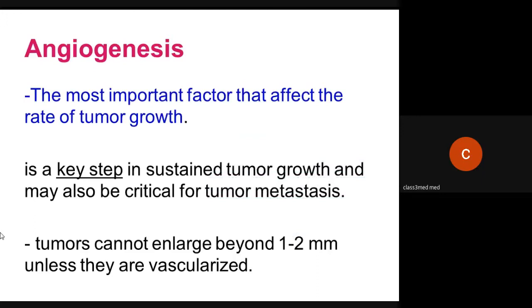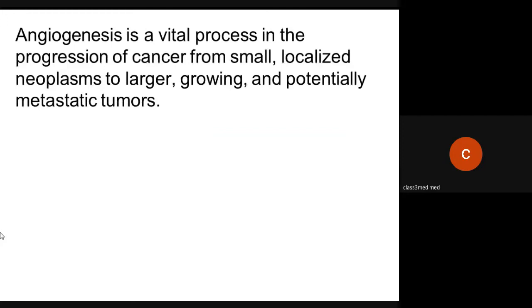Most human cancers at early stage do not induce angiogenesis and remain localized or in situ until the angiogenesis starts, and then start to grow in size and become metastasizing and aggressive.